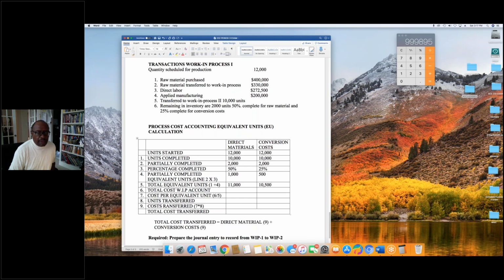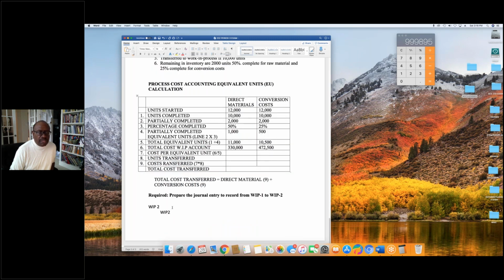Now we've got to get the total cost in the work in process account. For raw materials, it's not the cost purchased, but it's what was transferred in, which is 330,000. For our conversion cost, labor and overhead is 272,500 plus 200,000, or 472,500. So what we've got to determine is how much of these costs are going to be transferred out to the next unit for this journal entry.